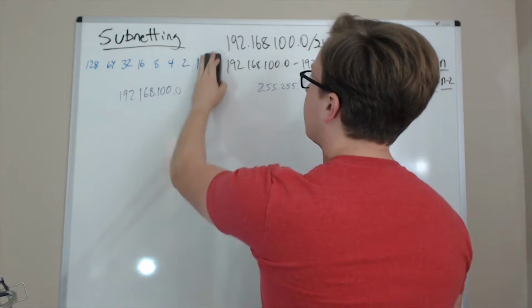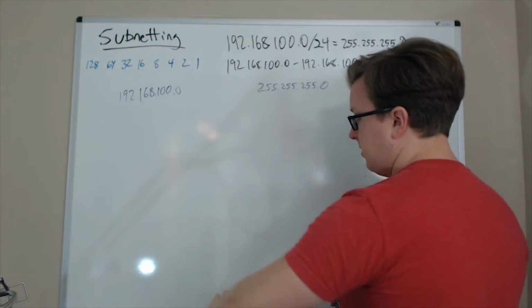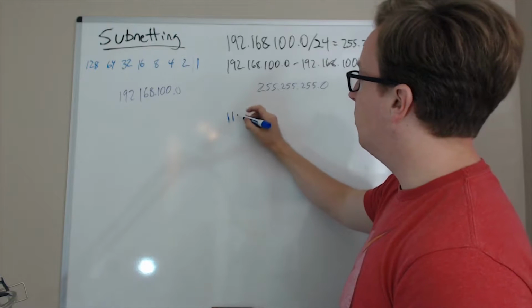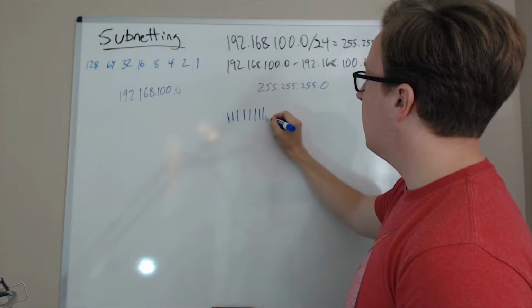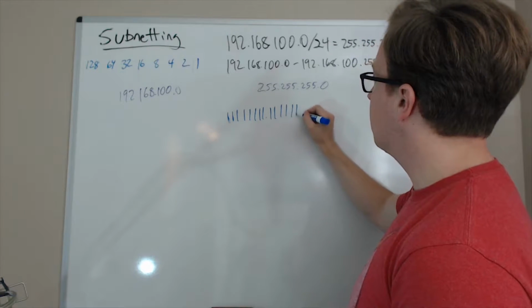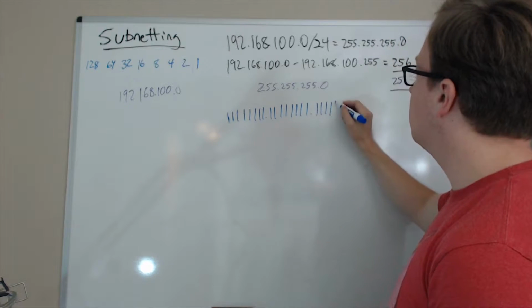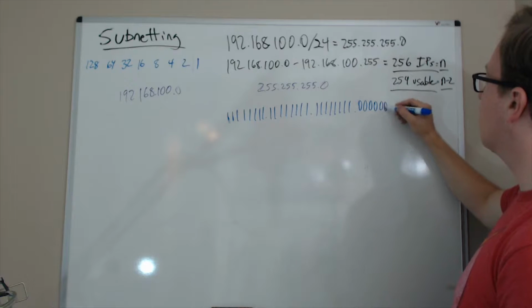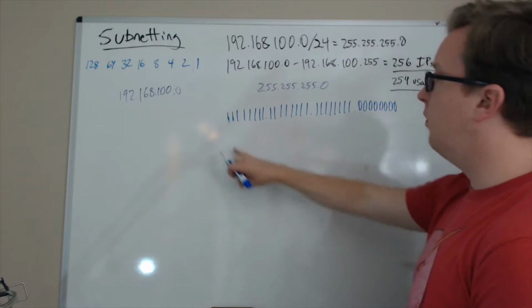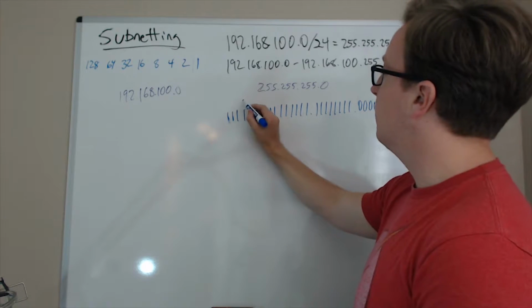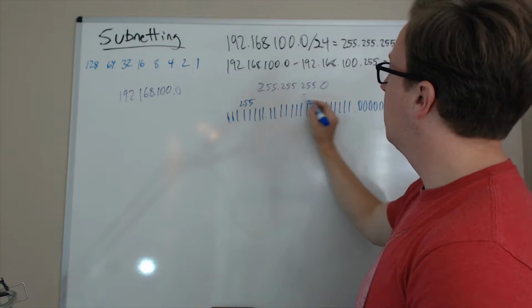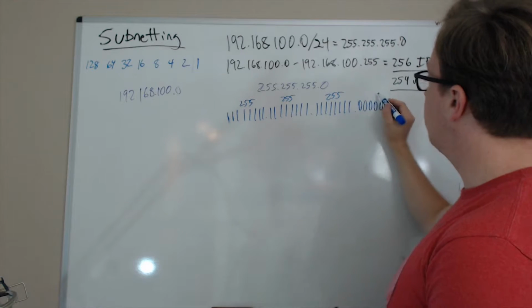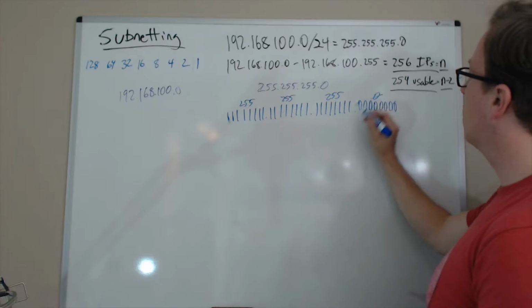Keeping that in mind, when we write this out in binary, this is our subnet mask: 255, 255, 255, and that's 0. Cool.